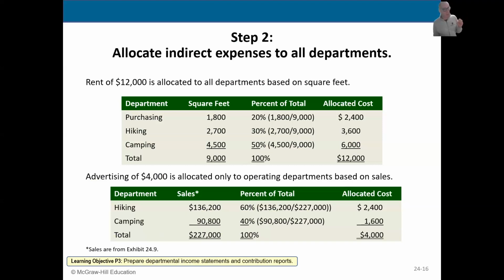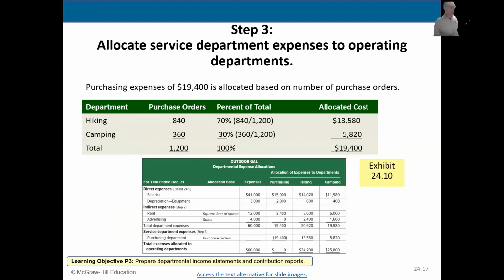The third step in the process is to allocate the service departments to the operating departments. There's two operating departments, hiking and camping. There's one service department, and that's purchases. Okay? The purchase expenses is 19,400. Why 19,400? That's because we added in some rent to the purchasing department, plus all of the purchases based off of the number of purchase orders from each department.